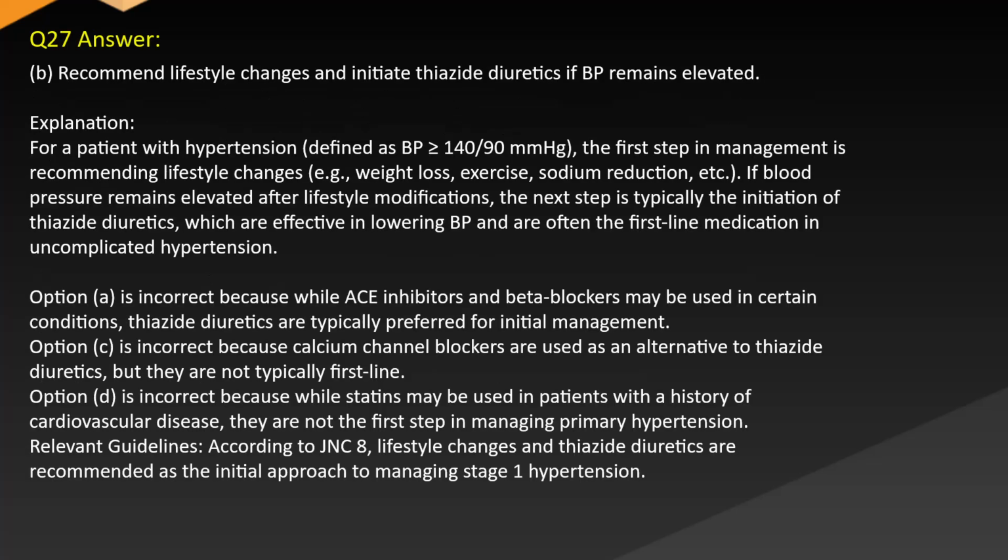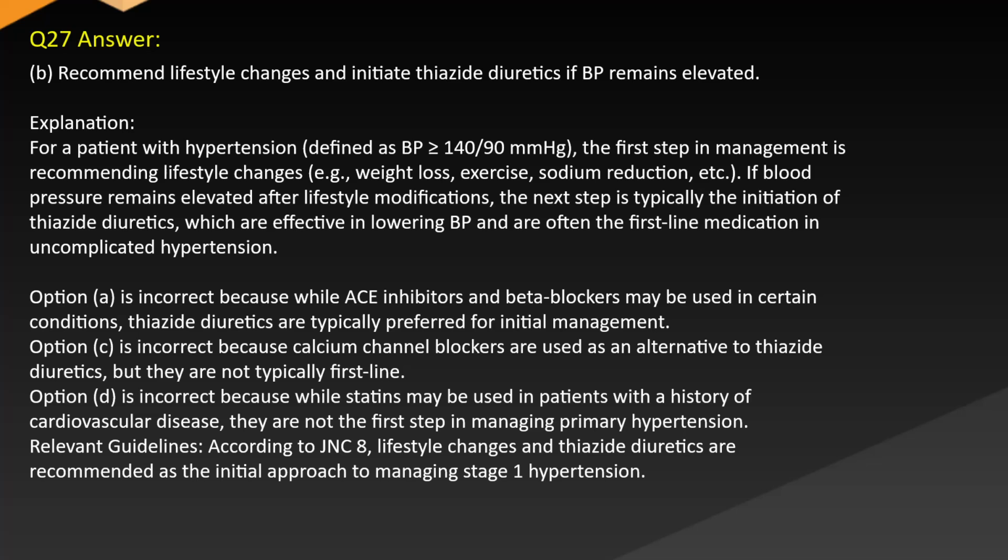Answer: B. Recommend lifestyle changes and initiate thiazide diuretics if BP remains elevated. Explanation: for a patient with hypertension, the first step in management is recommending lifestyle changes, e.g. weight loss, exercise, sodium reduction, etc. If blood pressure remains elevated after lifestyle modifications, the next step is typically to initiate thiazide diuretics, which are effective in lowering BP and are often the first-line medication in uncomplicated hypertension.